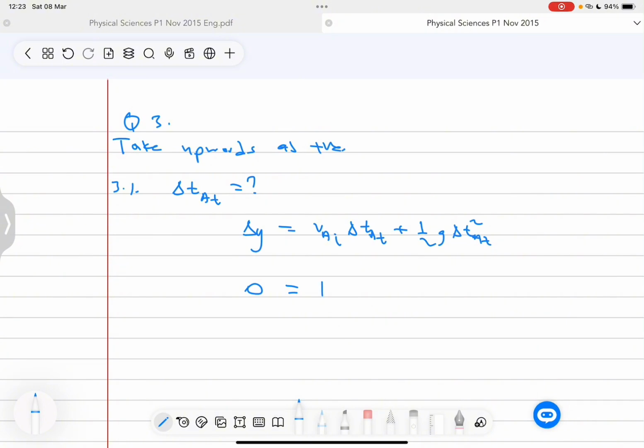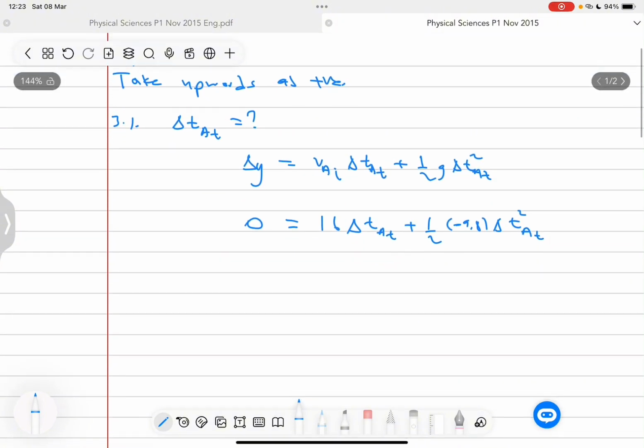And we know that our initial velocity is 16. Then we're going to multiply that by the change in t total, plus one over 2, then we have negative 9.8. Remember, it's negative because it's going down. Then we're multiplying here by change in t A squared.